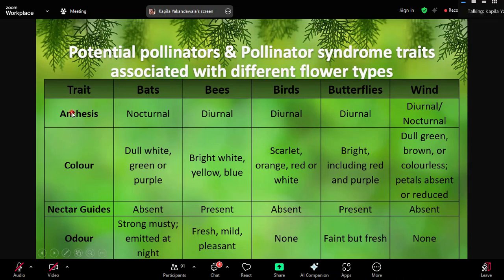Some flowers open during night time, some flowers open during daytime. You know, bats visit during night time. So bat visited flowers usually open during night. Wind can be there during the day and night. So wind pollinated flowers can open either day or night. But bee, bird and butterfly pollinated flowers always open during the daytime.